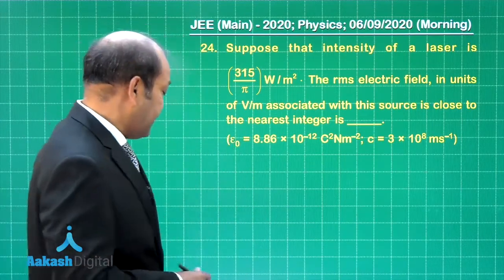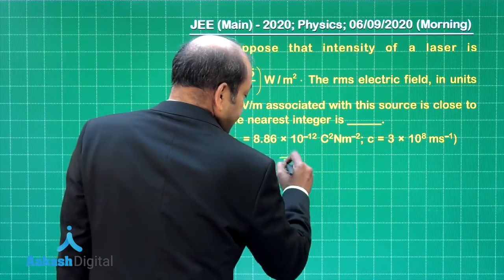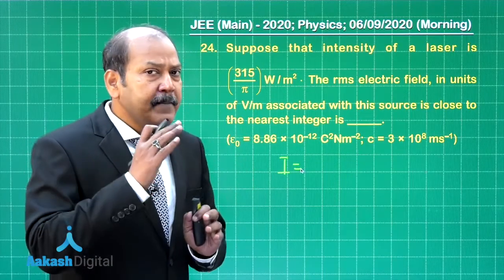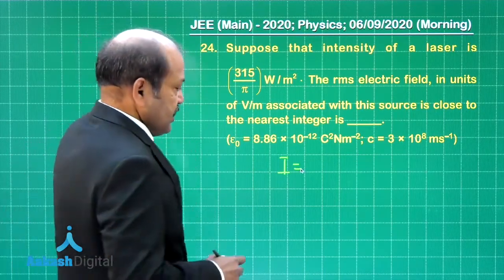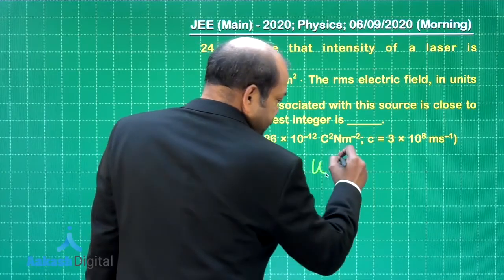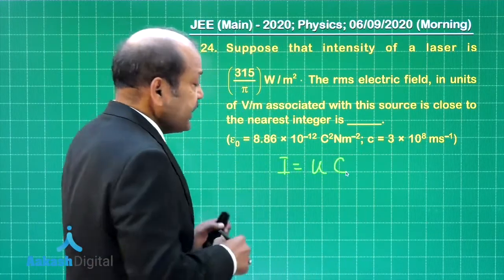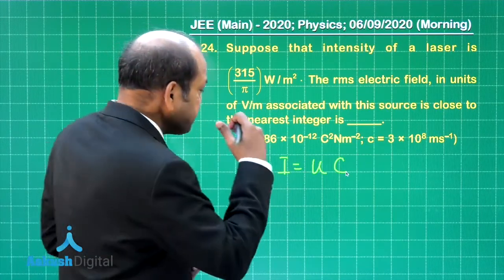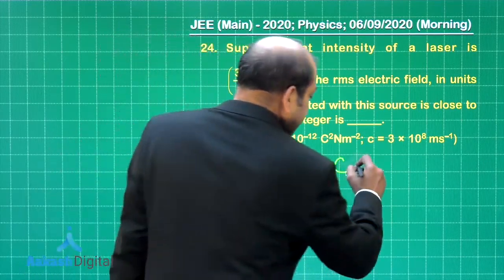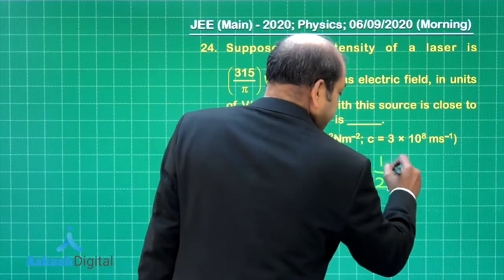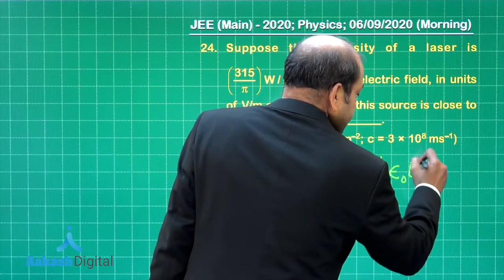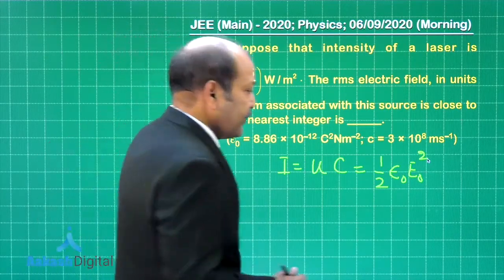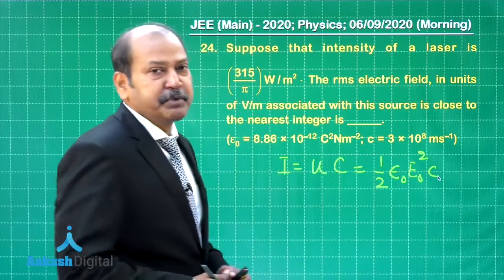First of all, we have the expression for the intensity I as intensity is equal to energy density multiplied by c, the speed of light. So, this is equal to u into speed of light c, u being the energy density, that means energy per unit volume, and the expression for energy per unit volume is given as 1 by 2 epsilon naught E naught square, where E naught is the peak value of the electric field, and of course we need to multiply it by c, the speed of light.